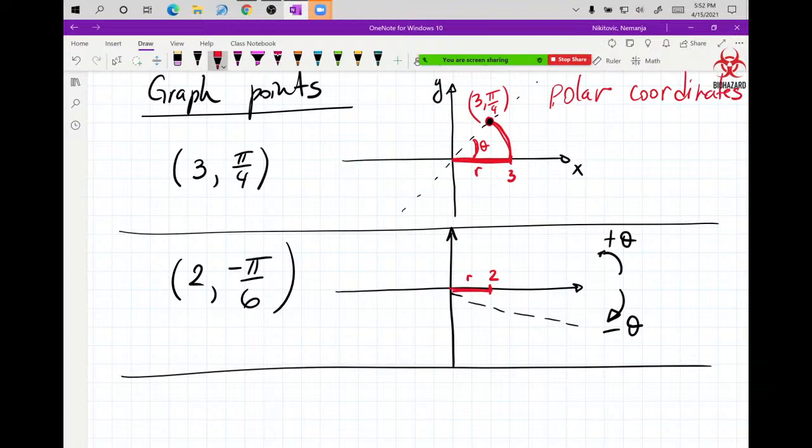So we swing this right there, and there's your point. So we went negative pi over 6. Pi over 6 is 30 degrees, and when it's negative, we go down. When the additive angles are positive, we would go counterclockwise. In this case, we will go up. But since we have a negative pi over 6, it swings downwards, and we have our point.